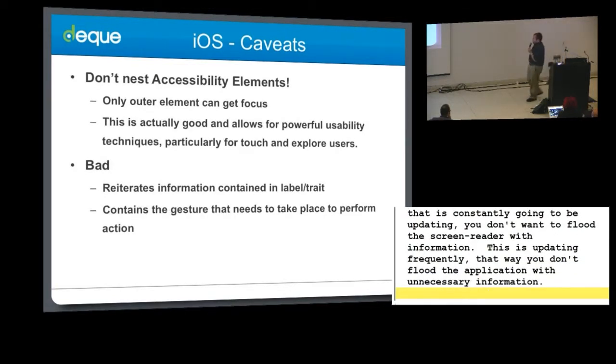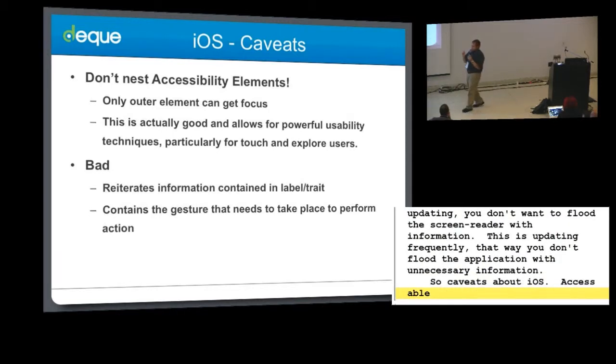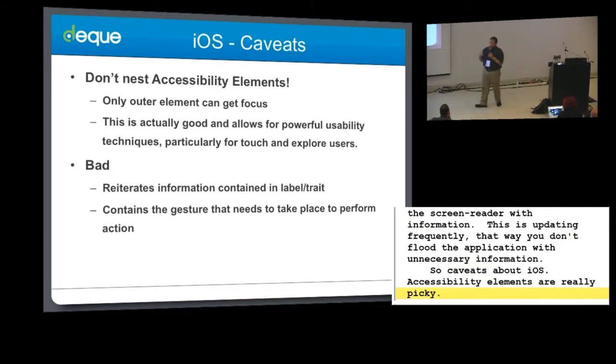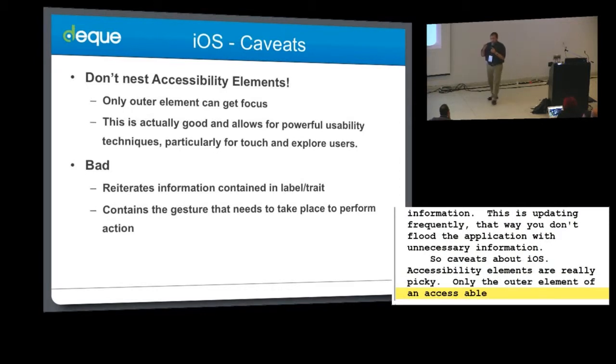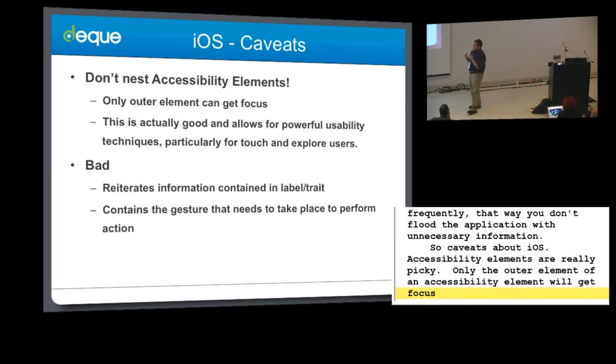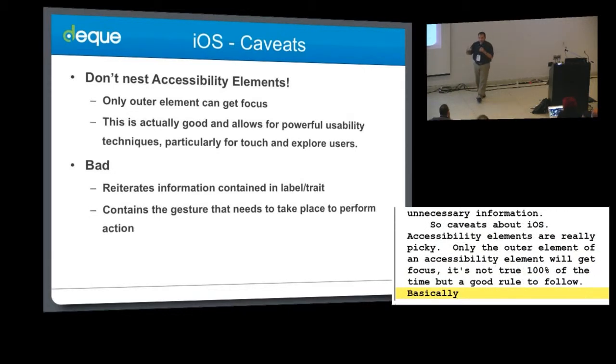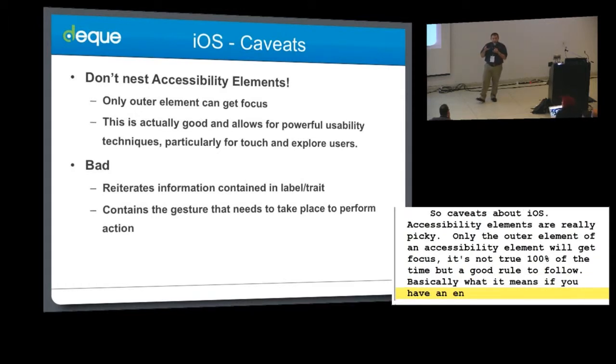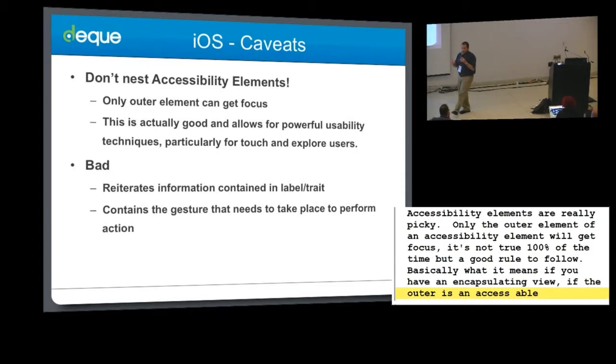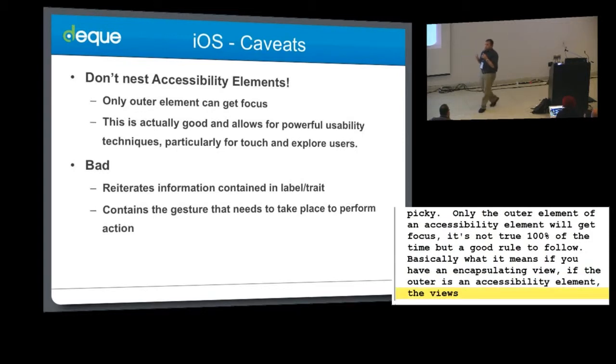Some caveats about iOS. Accessibility elements are really picky. Only the outer element of an accessibility element will get focus. This isn't true 100% of the time, but it's a good rule of thumb to follow. Basically what that means is if you have, say, an encapsulating view or a group of views, if the outer view is an accessibility element, the views contained inside, even if those are marked as accessibility elements, VoiceOver will not focus them. Okay? Does everybody understand that?